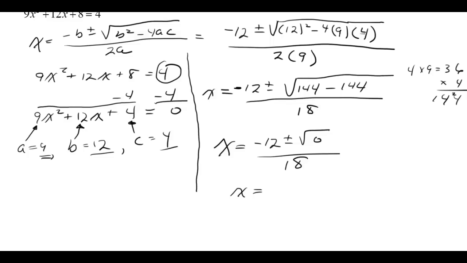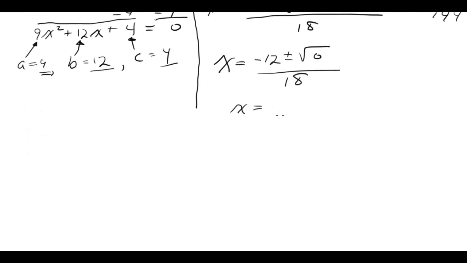X is going to equal minus 12. Well, the square root of 0 is 0. And it doesn't matter whether I add 0 or subtract 0, it's not going to change anything. So I only get one answer, minus 12 over 18. Of course, I can simplify that because 12 and 18 share a factor of 6. 6 goes into 18 3 times. 6 goes into minus 12 minus, how many times? 2. 2 sixes are 12, 3 sixes are 18. So x is minus 2/3.